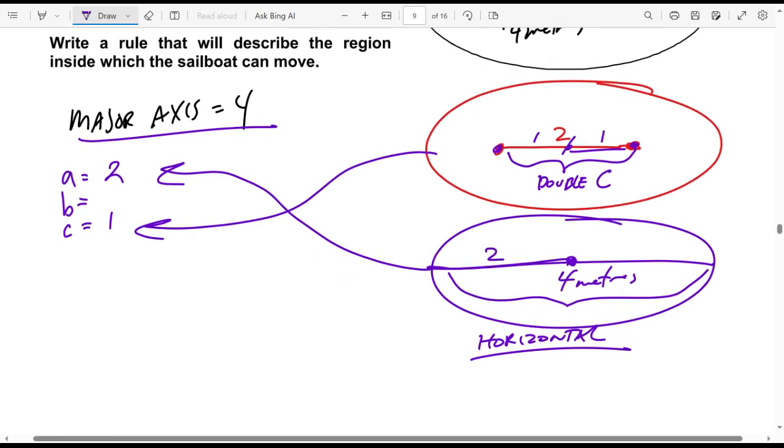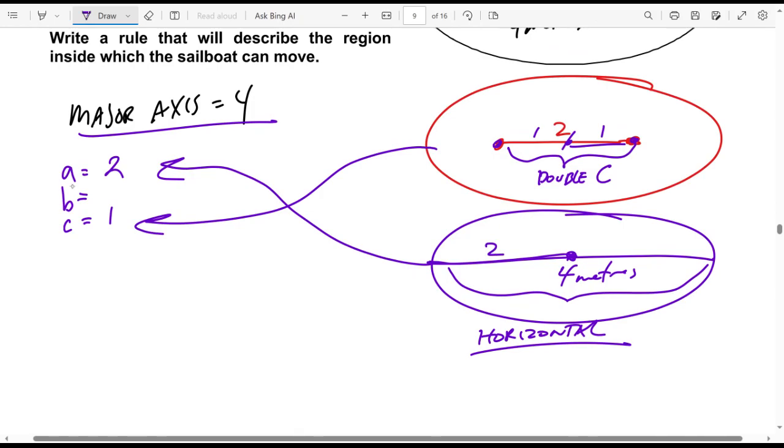Okay? Meaning if it's horizontal and I'm looking for a missing piece, I'm going to use this modified Pythag. A squared is equal to b squared plus c squared. Because this guy is the hypotenuse in this case, right? So hypotenuse squared. So I'm looking for b in this case. So let's actually do that.